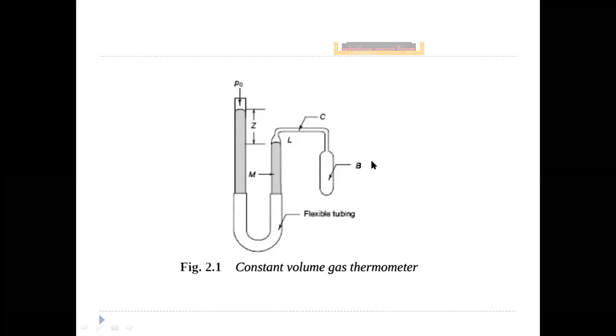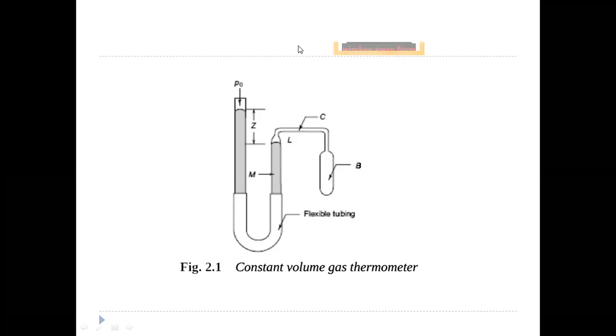In the constant volume gas thermometer, there is a bulb B. To this bulb B we connect a capillary tube. C is the capillary tube. This capillary tube is connected to a U-tube manometer, which is a flexible U-tube manometer. Why do we take a flexible one? At this point L, the mercury will just touch the lip of this capillary tube. At that point the difference between the levels of the mercury in the U-tube manometer is taken as Z, and the pressure acting here is P0.